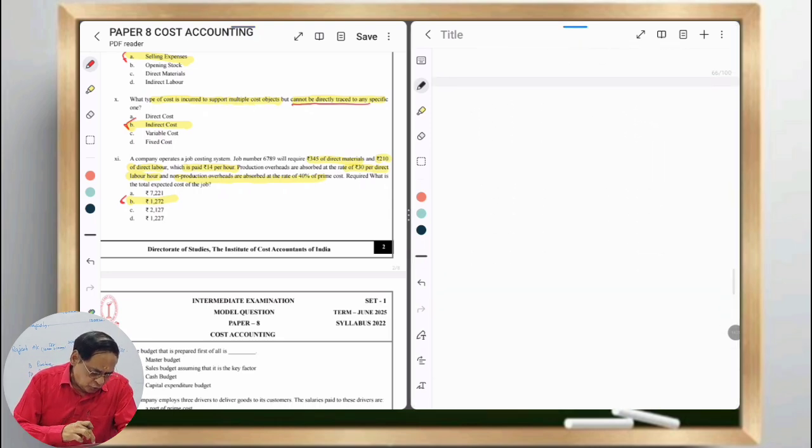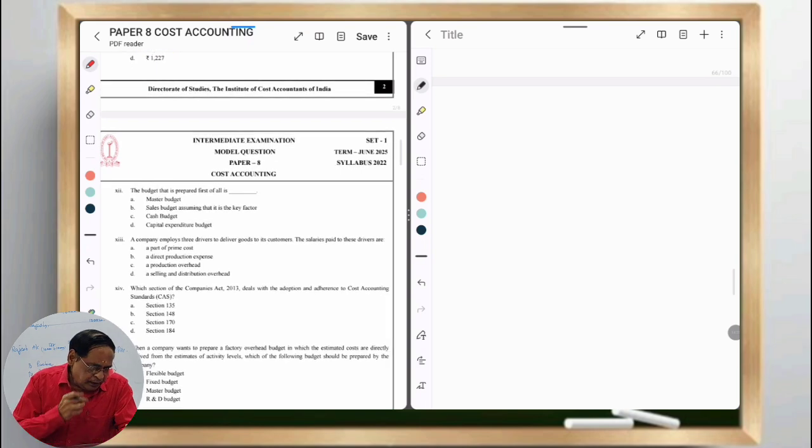And then question number. The budget that is prepared first of all. Actually, in the case of the budget preparation, the first budget we have to prepare, that is sales budget. It is a fundamental, it is a basis. Because if we know only about the sales, accordingly we have to produce budget. And then if we know the production budget, on that basis we will decide how much purchase, like that. So sales budget, assuming that is a key factor, that is a correct answer for question.